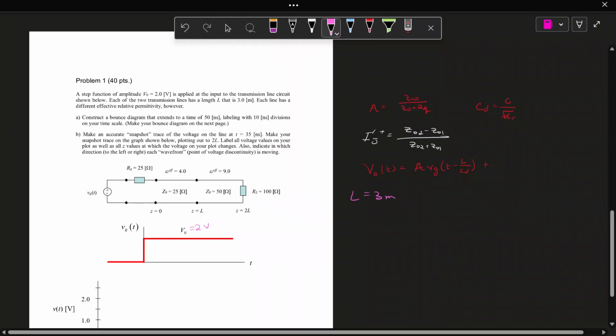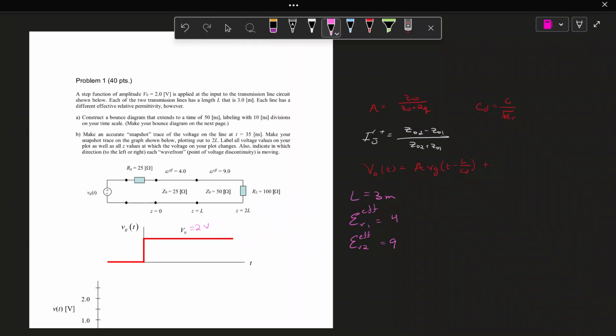Each line has a different effective relative permittivity, however. So we can say ER1 and ER2. ER1 is 4 and ER2 is 9. Right away, when you're thinking about this type of question, usually they give you the time it takes to go from source to junction, then junction to load. In this case, they don't give us that. They give us the length and the relative permittivity.